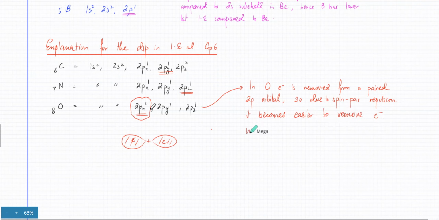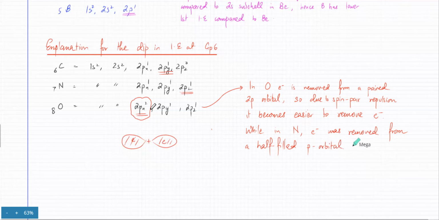And we can also write, while in nitrogen, an electron was being removed from a half-filled p orbital. So there is no spin pair repulsion there. Is this clear? Yeah. So I'm going to sum up what we just did.